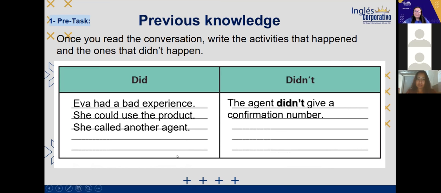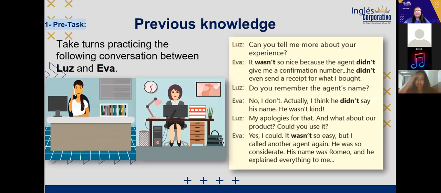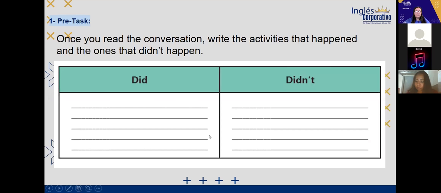And didn't. The agent didn't give a confirmation number. And the agent didn't send her a receipt, right? What else could they say? Didn't send. S-E-N-D, send, because the past of send is sent with the T. Didn't send a receipt, right?